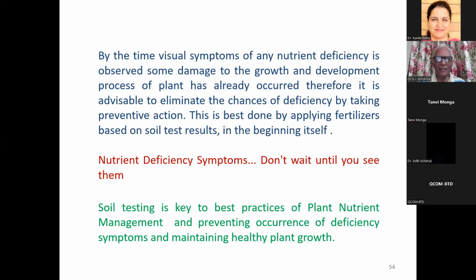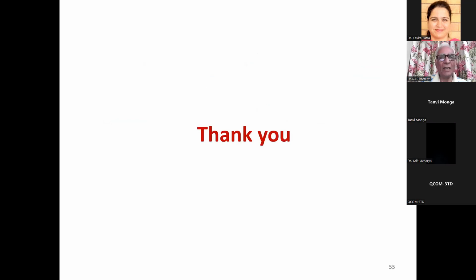And soil testing is key to the best practice of plant nutrient application or plant nutrient management, preventing occurrence of deficiency symptoms and maintaining healthy plant growth. So we must know our soil also. Wherever you are, the agriculture universities are there, and in most of the districts in India, there is a soil testing lab run by the government. So the agriculture department is maintaining this.